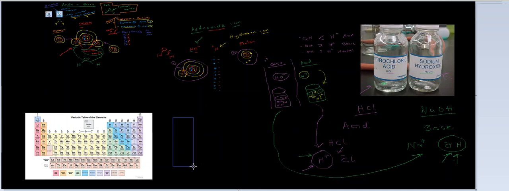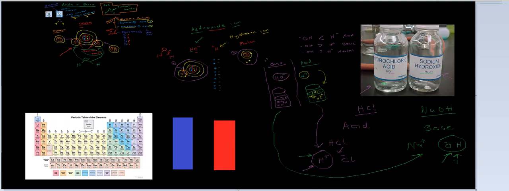So imagine this is blue litmus paper. And then we also have what's known as red litmus paper. So imagine this is our red litmus paper. These are what are known as litmus paper. Let me just get a pen. L-I-T-M-U-S, litmus paper.